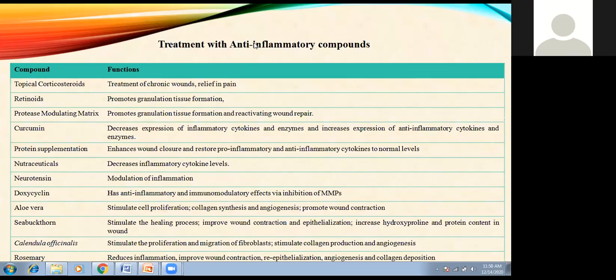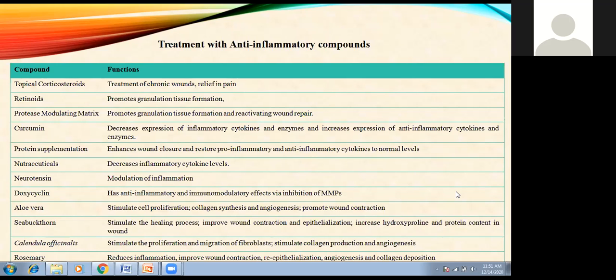Aloe vera stimulates the cell proliferation and collagen synthesis and angiogenesis, promoting the wound contraction. Seabuckthorn also has various good wound healing properties, like it stimulates the wound healing process by improving the contraction of wound and reepithelialization. It can also increase the hydroxyproline and protein content of the wound, as well as Calendula officinalis, like marigold, stimulates the proliferation and migration of fibroblasts and stimulates the collagen production and angiogenesis.